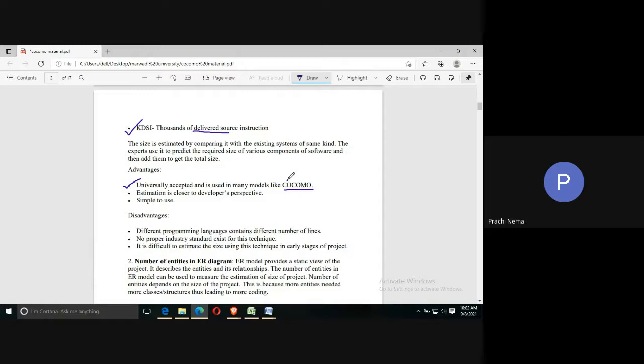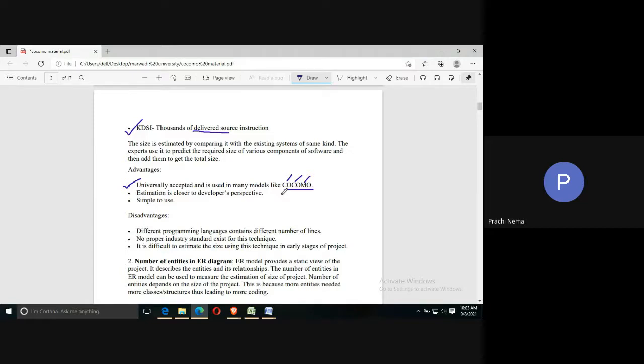Our constructive cost model uses lines of code as the technique to estimate the size of the software. So this is the most important point: whichever technique you are using, ultimately you have to convert it into lines of code, that is LOC, if you want to work with the COCOMO model.